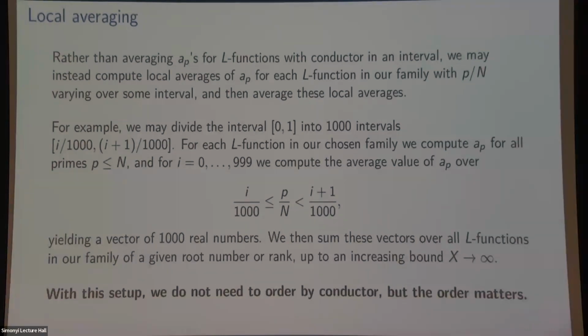And then I'm going to divide them up, partition them into 1,000 sets. Within each of those thousands, based on those subintervals, I'm going to compute an average AP. Now I'm going to imagine that my L function, instead of having all these APs, just had 1,000 of them, these averages, real numbers. So I get a vector of 1,000 real numbers for each L function. And then I average those vectors.